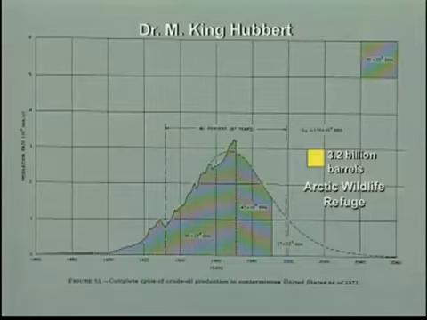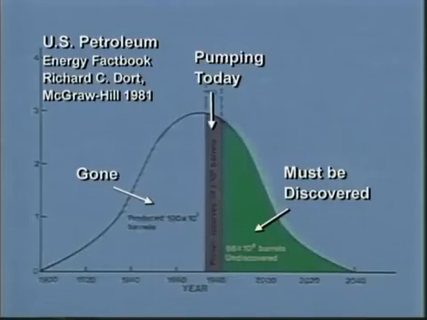That's less than 1 year's consumption in the United States. Now, let's look at the curve in this way. The area under the entire curve represents the entire resource of U.S. petroleum before any of it was used. Now, that area has been divided here into three parts.